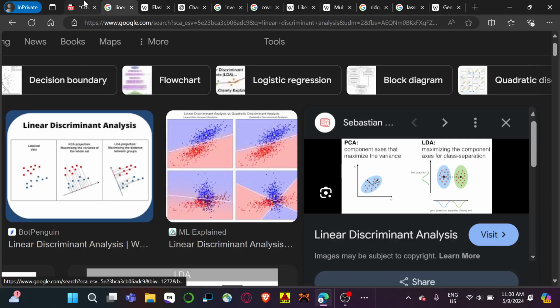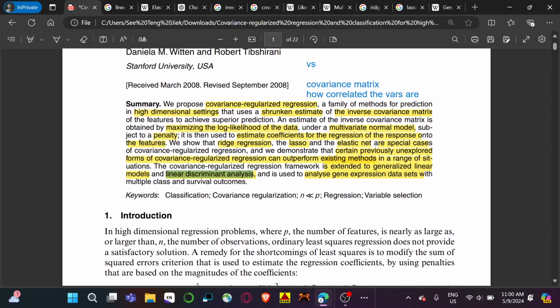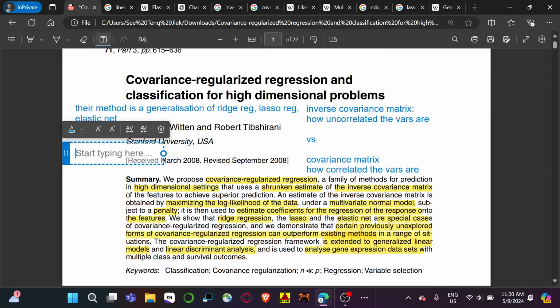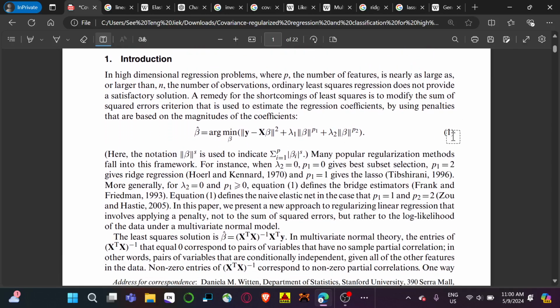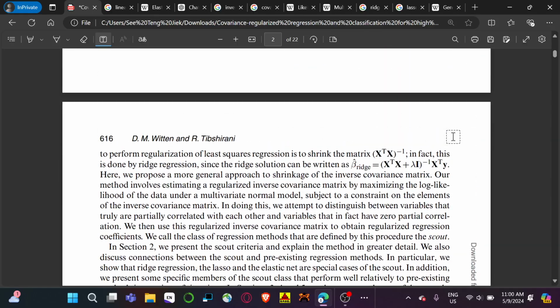I'm not going to go through that in more detail, but it seems like covariance regularized regression can be extended to GLMs and LDA. So let's write that down. Their method can be extended. But I have to be frank, I'm not too sure what they mean by extended. We shall see soon enough. Let's go through the introduction part. How long is it though?